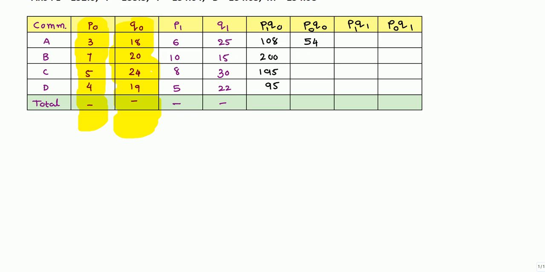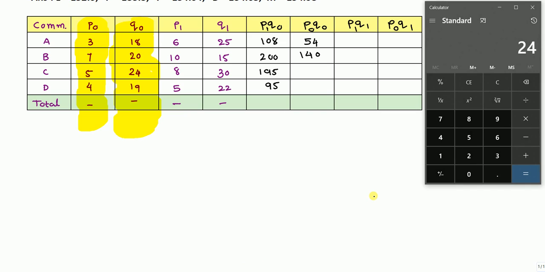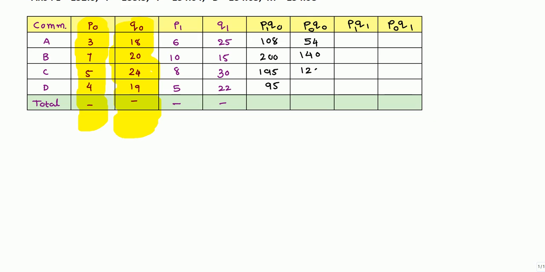7 twos are 14, 140. Then 24 into 5, 120. 19 into 4, 76. Okay, now P1 Q1.